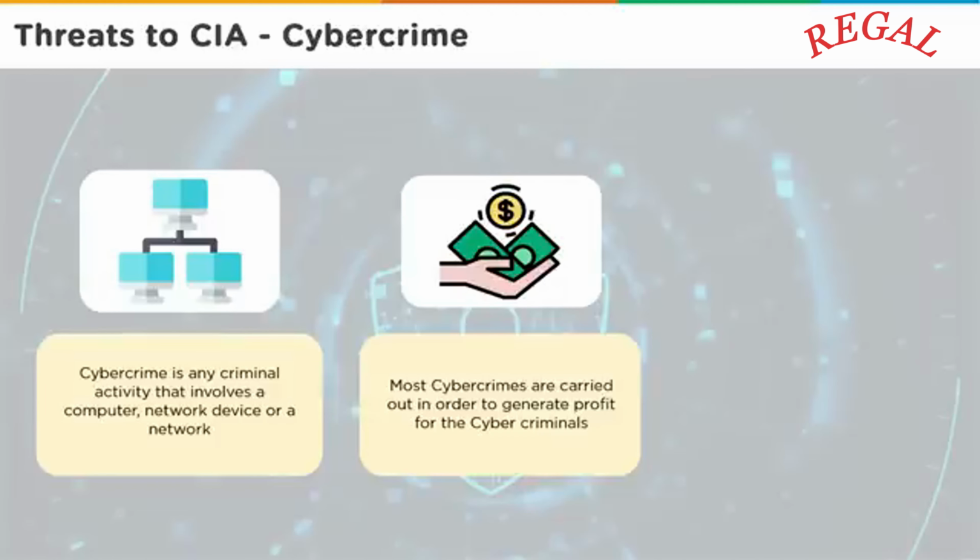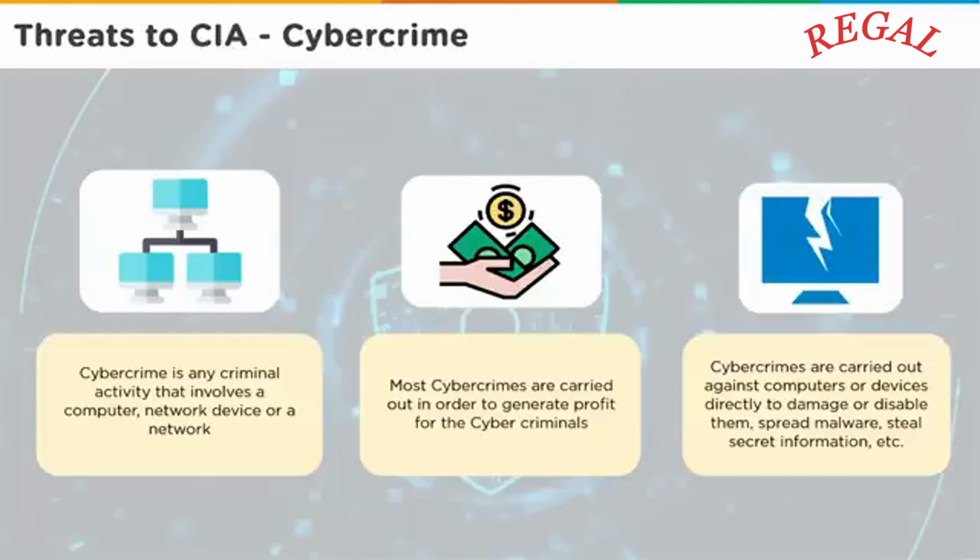Most cybercrimes are carried out in order to profit from them. Criminals would try to do phishing attacks to steal your money out of your bank accounts, or would try to con you into giving out your credentials, thus compromising your email accounts or your social media accounts, and try to gain access to your identity. Cybercrimes are generally carried out against computers or devices directly to damage or disable them, spread malware, steal secret information, etc. So this talks about the motivation part of cybercrimes.